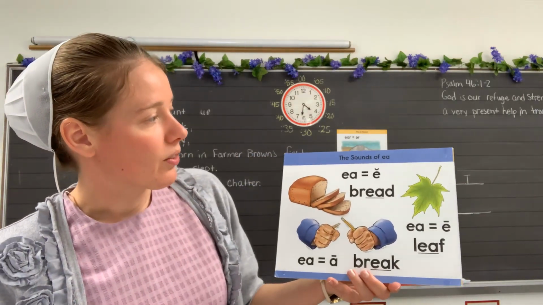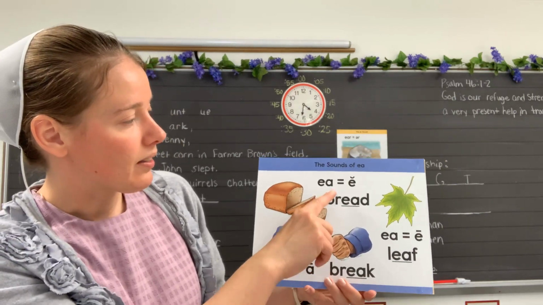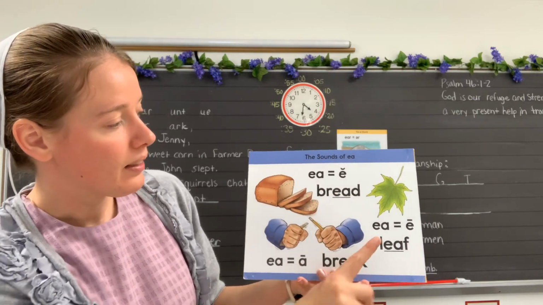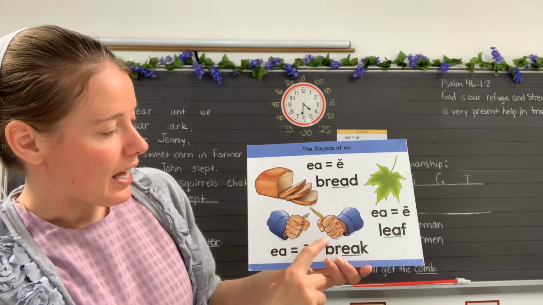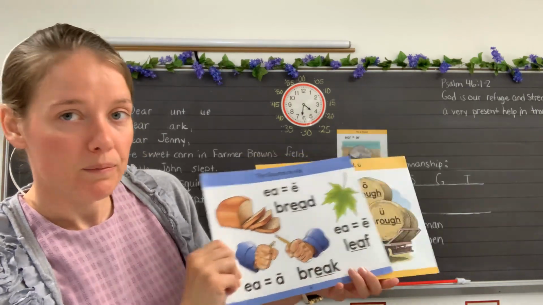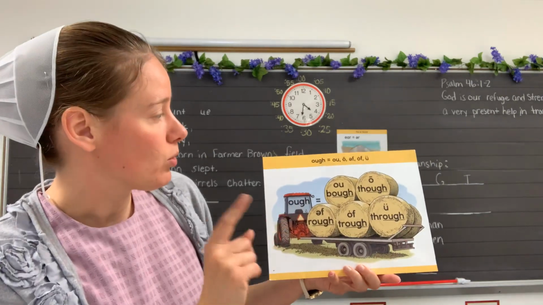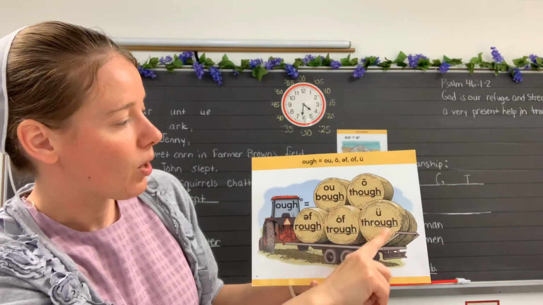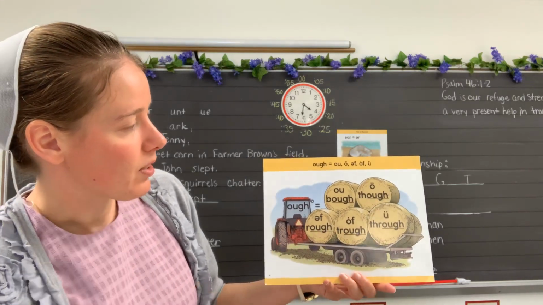Here's some more sounds of E-A. E-A can say the short E sound as in bread. It can say E as in leaf, or it can say A as in break. And here again we have these, O-U-G-H. It can say ow as in bow, O as in though, U as in through, off as in trough, uff as in rough.